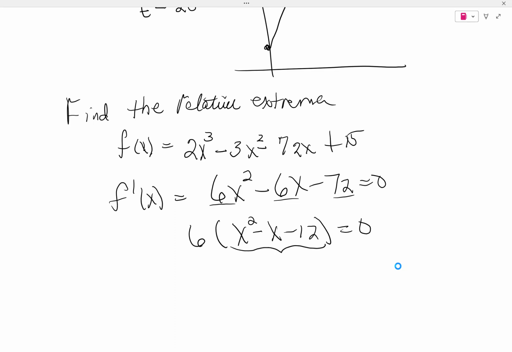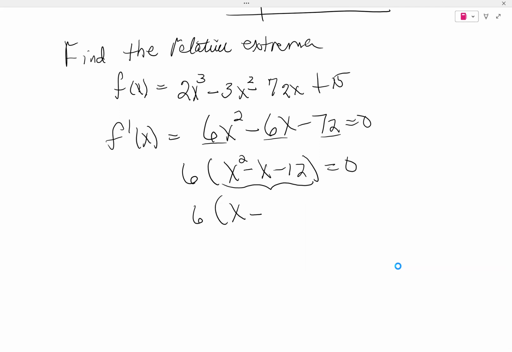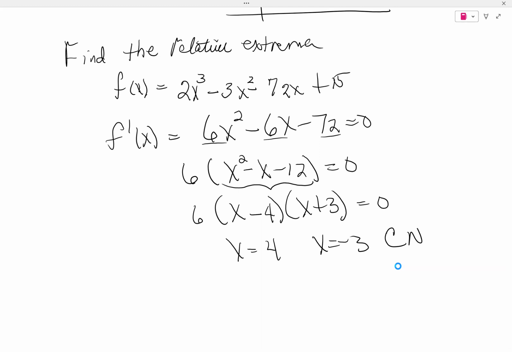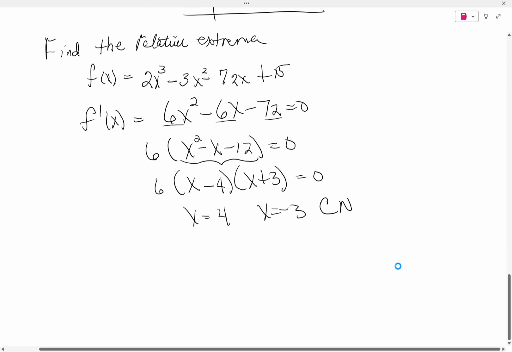I now need to factor this. Can I think of two numbers that give me 12 as a product, but are 1 unit apart? I'm immediately thinking this has to be x minus 4 times x plus 3, and that's equal to 0. Which means that I have x equal to 4 and x equal to -3, which are my critical numbers. Okay, and so using these critical numbers, we're going to take that first derivative value.